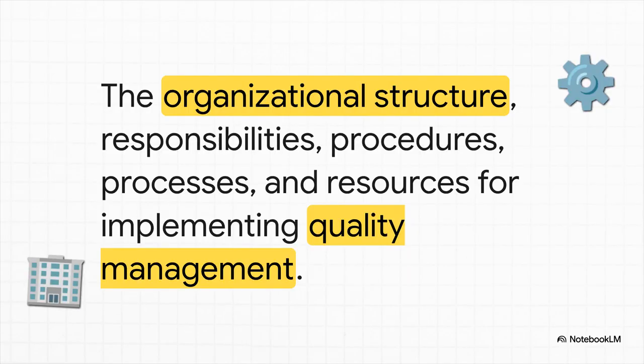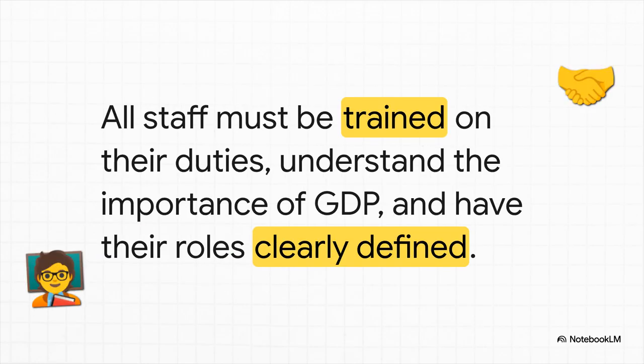First up, we have the quality management system. You can basically think of this as the master blueprint for the entire operation. It clearly defines every single procedure. It spells out who is responsible for what, and it makes sure everyone is working from the same consistent, controlled plan.